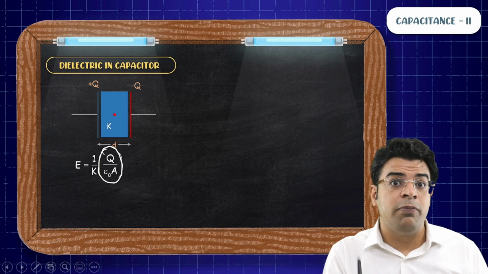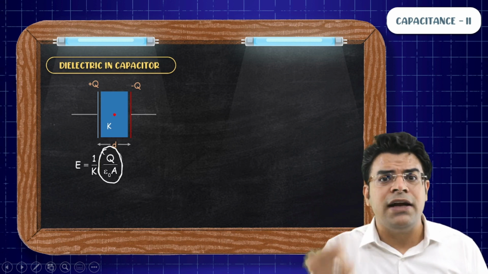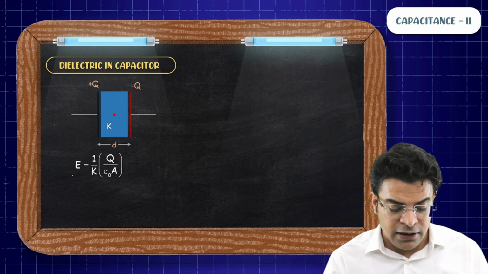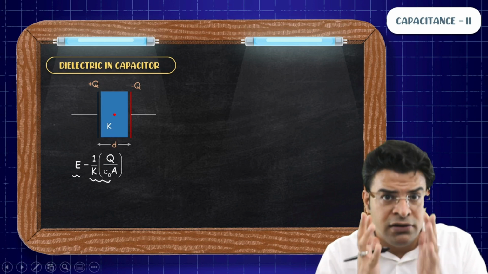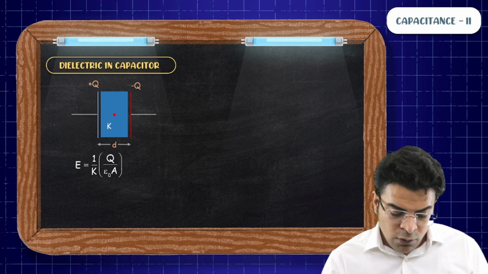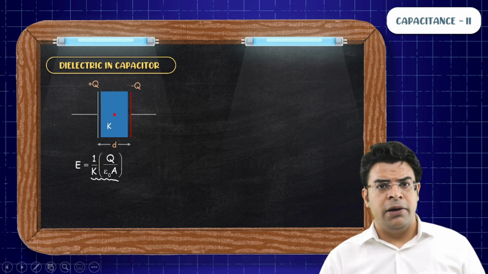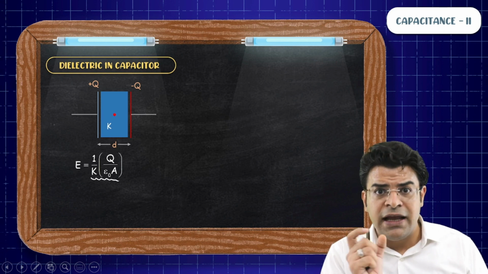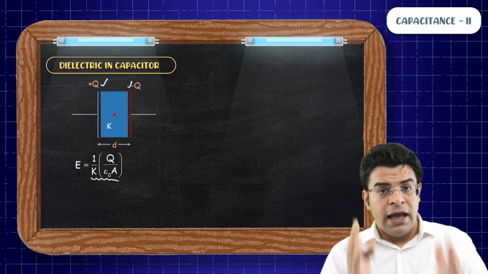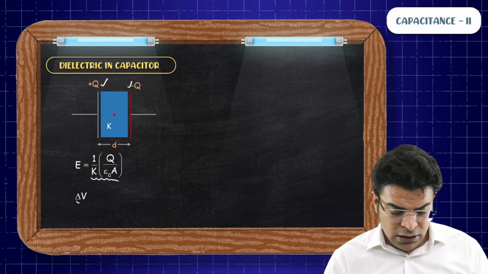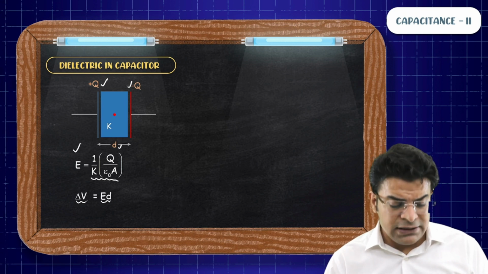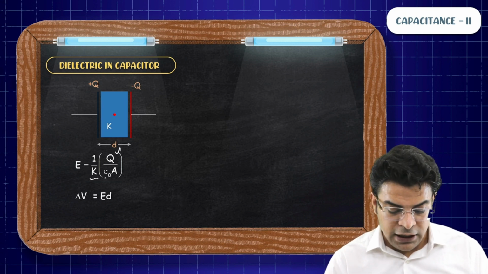But since we have placed a dielectric and we know that within the dielectric the field becomes K times weaker, that's why we are writing the electric field between the plates within the dielectric to be equal to 1 by K times Q upon epsilon naught A. Once you know what is the electric field between the plates within the dielectric, game over. Now you can say the potential drop has to be equal to nothing but the electric field times the distance between the plates, and this electric field is nothing but Q upon K epsilon naught A.